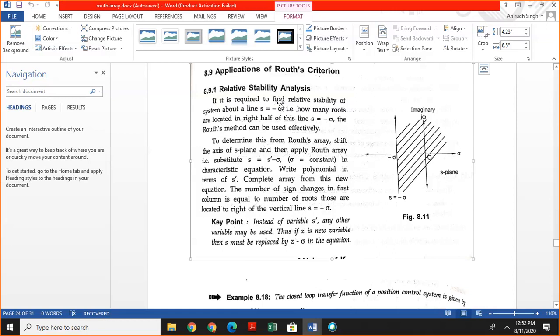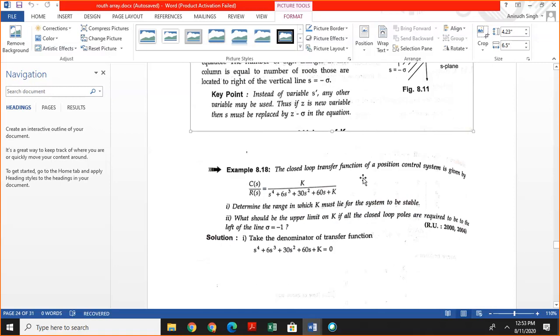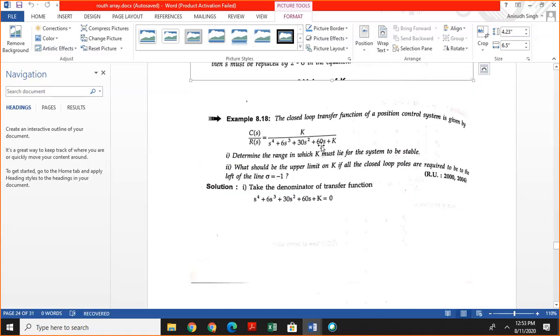If it is required to find the relative stability of a system about a line s is equal to minus rho, then how many roots are located in the right half of this line? The Routh method can be easily used for this. The idea is clear in this question.